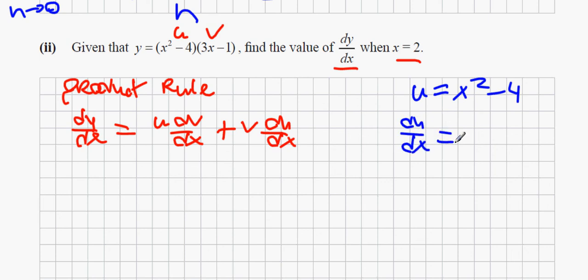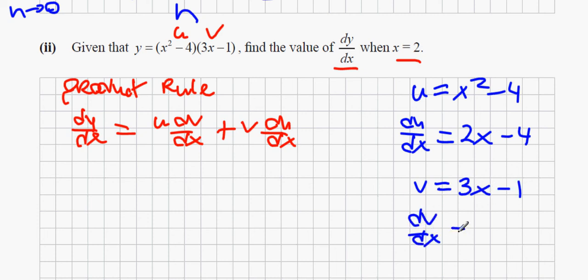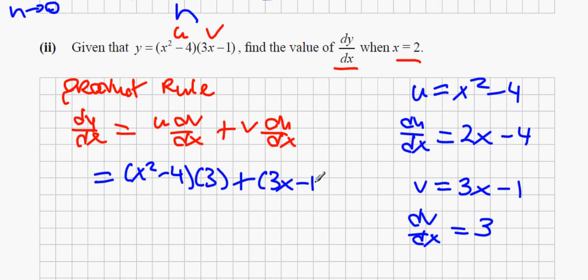And we get 2x minus 4. Next one should be phi equals 3x minus 1. The dv/dx ends up to be 3. So what we're getting here is x squared minus 4 times 3 plus 3x minus 1 times 2x minus 4. Now, there's no real need to multiply this out because we know that x is going to be 2. So I might as well just put 2 in now.